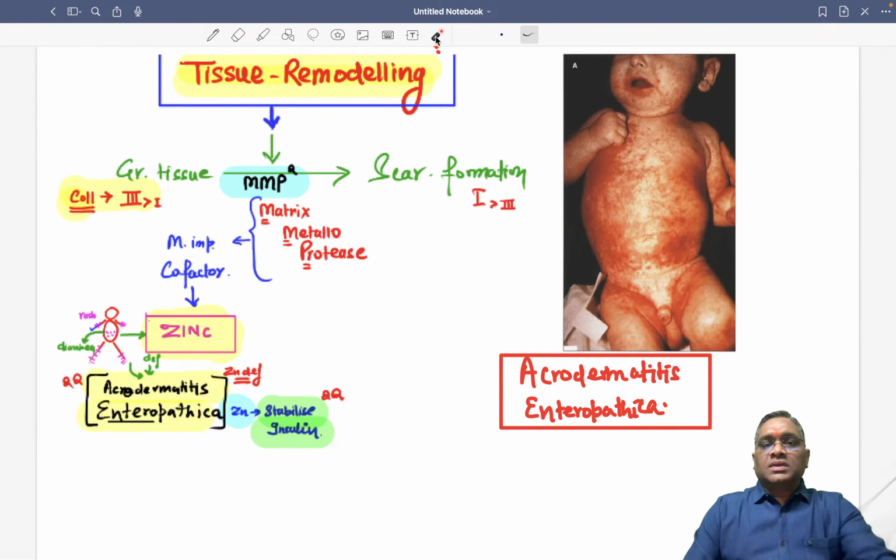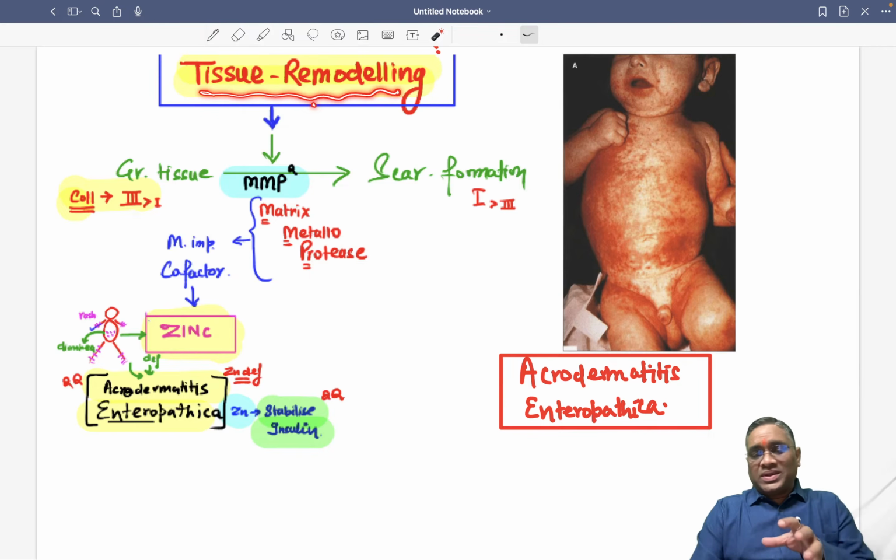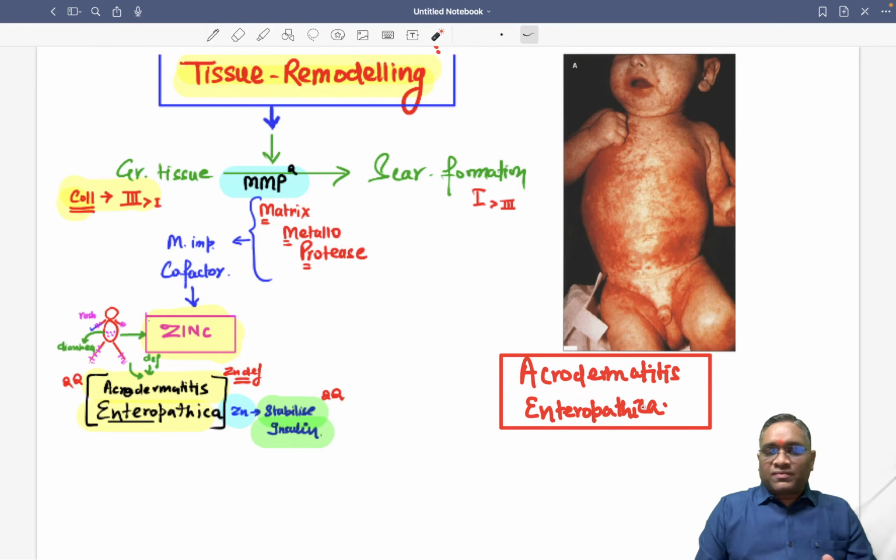Hello everyone. In this highlighting shorts, I am going to tell you about tissue remodeling and how it is associated with the pediatric lesion called Acrodermatitis enteropathica. This is a beautiful correlation between pathology and a clinical subject like pediatrics or dermatology. So what happens in tissue remodeling?